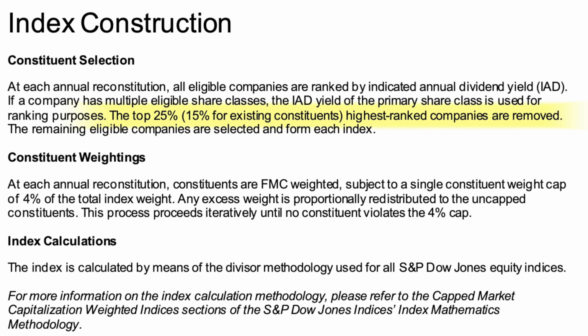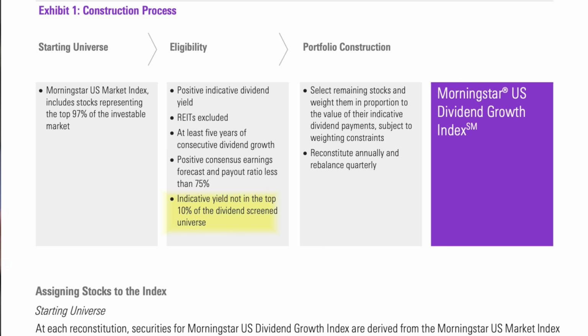So like how the previous one just basically cut the top 25%, just a blanket kind of rule. What they're doing here is saying, out of all the companies that meet the above criteria, which is going to be a much smaller list, if any of them happen to be in the top 10% of dividend yield of all the dividend paying companies, then we're not going to include them.